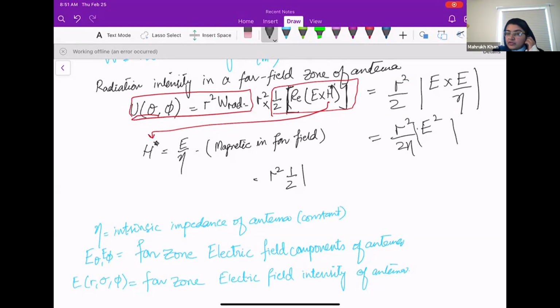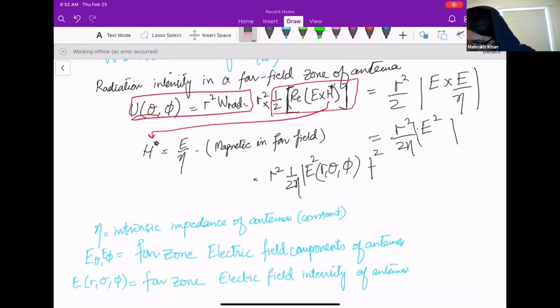Now we need to figure out what E is, what components E has in it. We know that we are talking about spherical coordinates. So E will have R, theta, and phi in it, right? So we can just write it like this, that E is a function of R, theta, and phi. And this would be R square plus, okay. And let's just write this one like this.